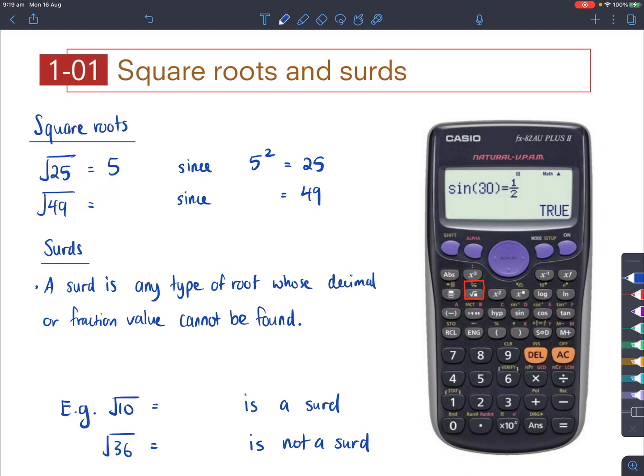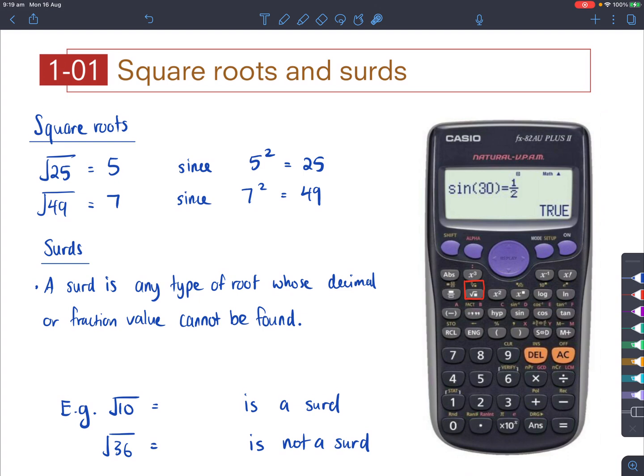The square root of 49 means something times by itself gives you 49, which is the number 7, because 7 times 7, or 7 squared, is 49. Now, what's a surd? A surd is any type of root whose decimal or fraction value cannot be found. So all of these square roots here gave you what we call integers, or whole numbers in this case. Okay?